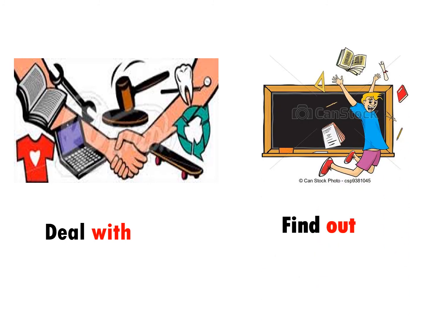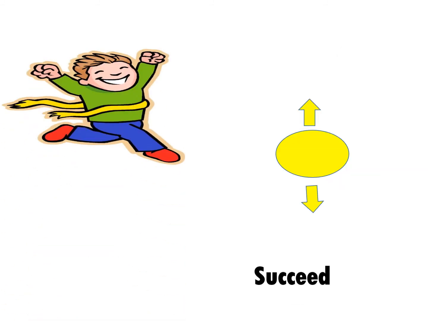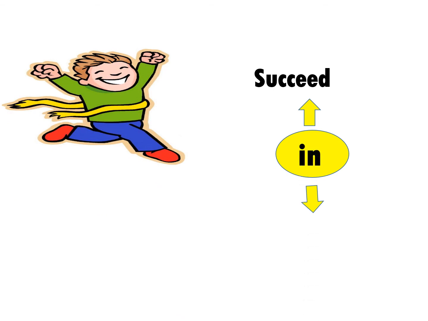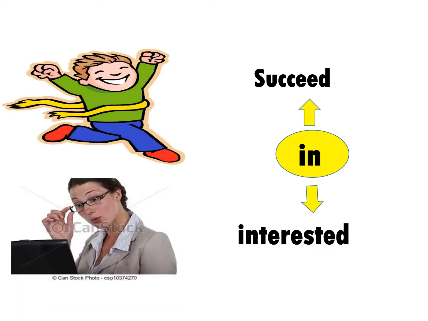Or find out. The preposition out means discover. For example, scientists found out about other planets outside the solar system. Find out. Succeed. Succeed comes with the preposition in. He succeeded in his exams, or he succeeded in getting the full mark. Interested. Interested in. For example, she is interested in science. She is interested in astronomy, for example.